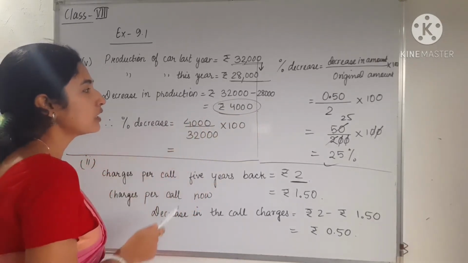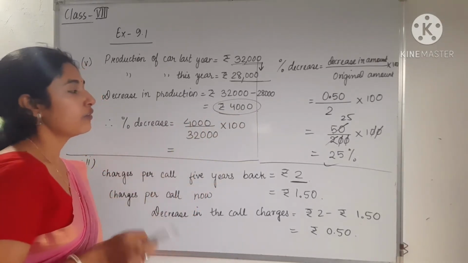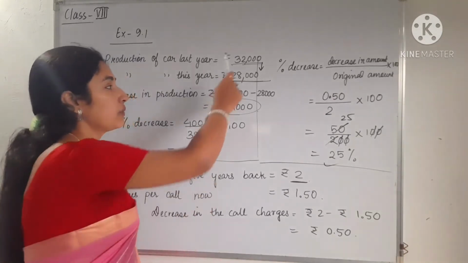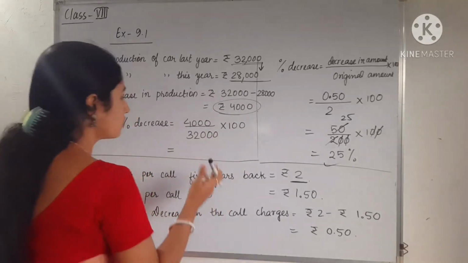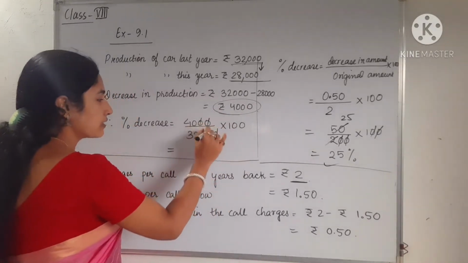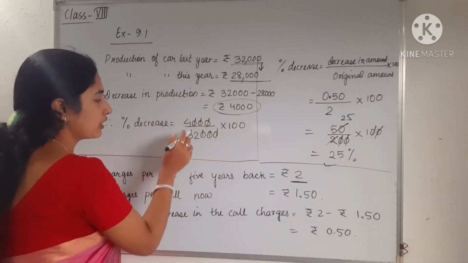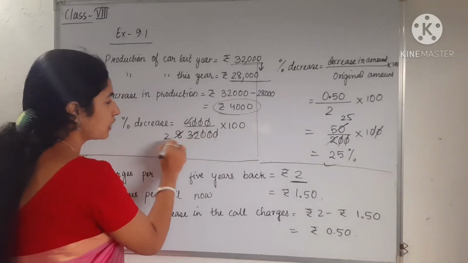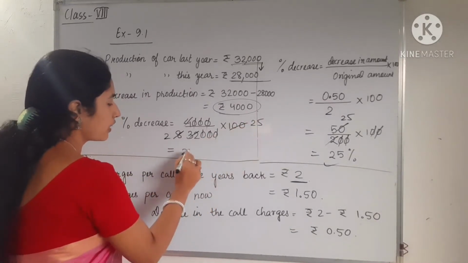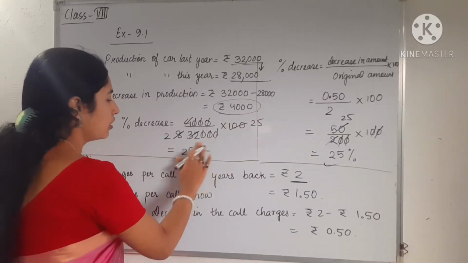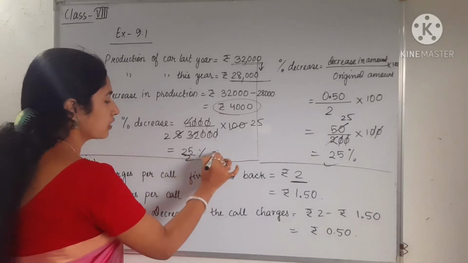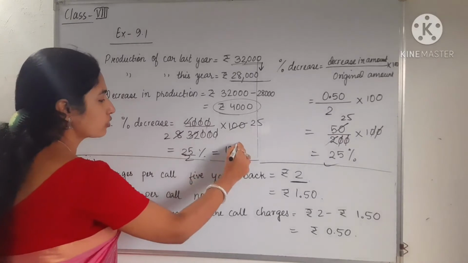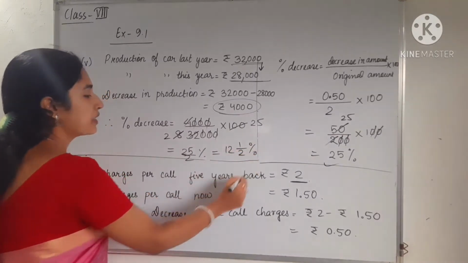So this will be 4,000 and in denominator we have to write the production which was original. That means the last year production. So that will be 32,000 into 100. So now see, just cancel all the 3 zeros in numerator and denominator, and after that 4 8s are 32, so 4 2s are 8 and 4 25s are 100. So 25 by 2 percentage. We can write this one in mixed fraction also, so 12 1 by 2 percentage.